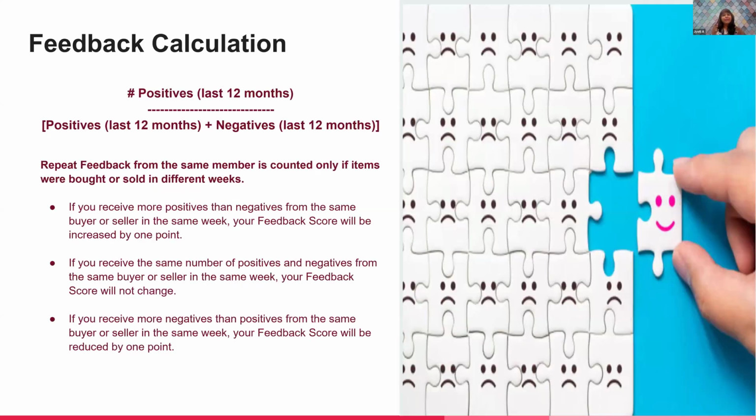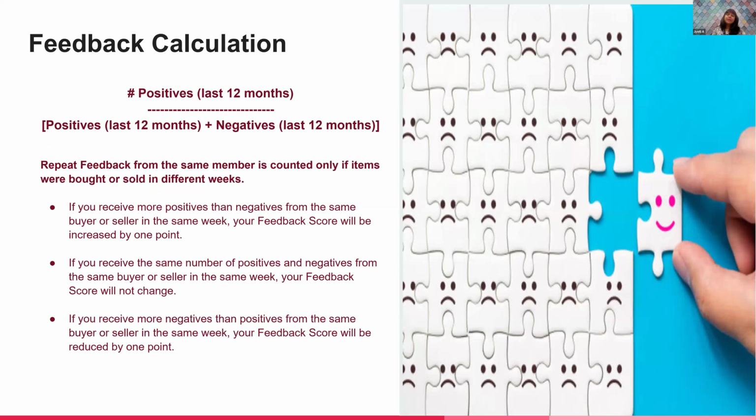Talking about feedback calculation, the calculation on eBay is very simple. Total positives divided by total negatives and total positives that you have received in the last 12 months, which means in the feedback calculation, neutral is not taken into consideration.